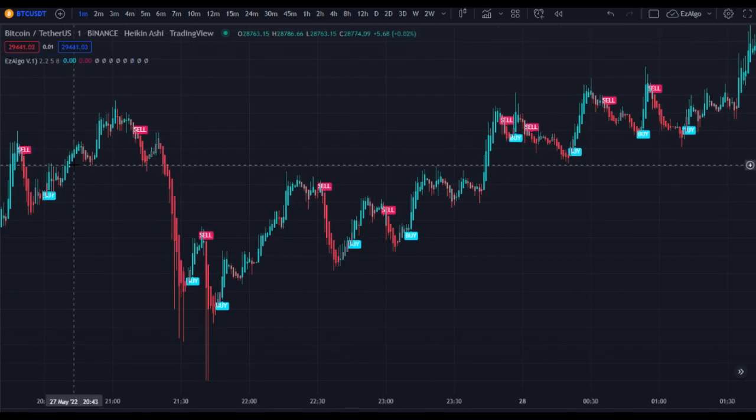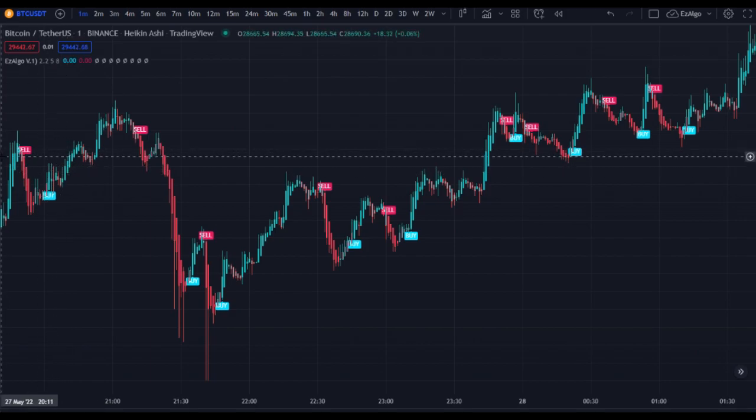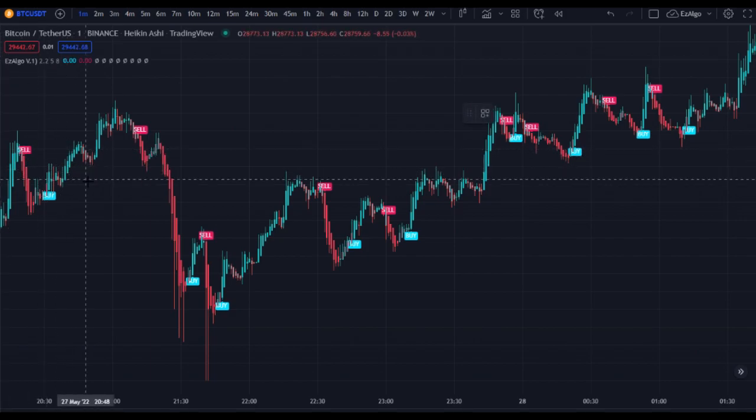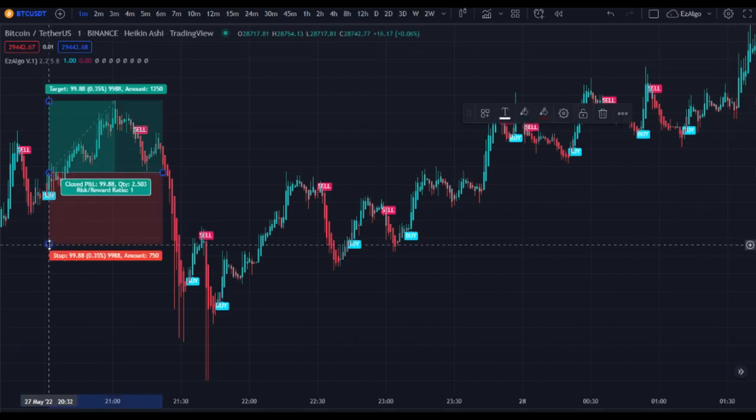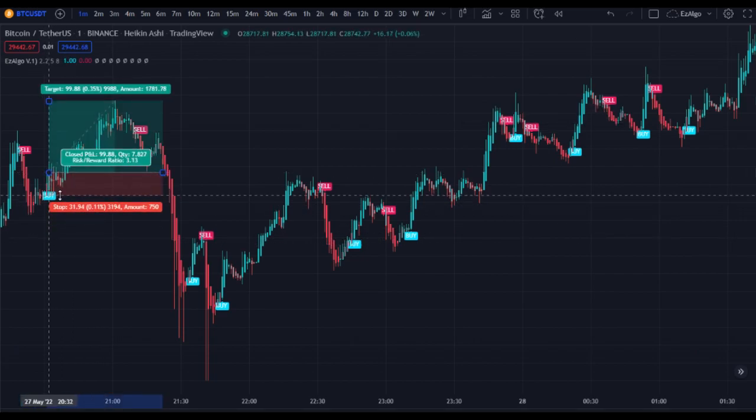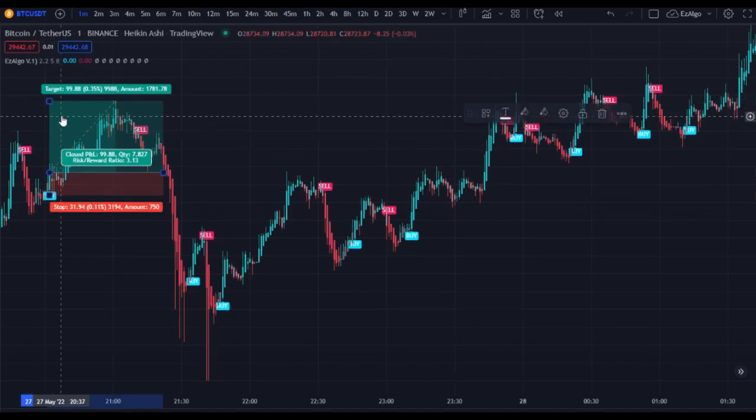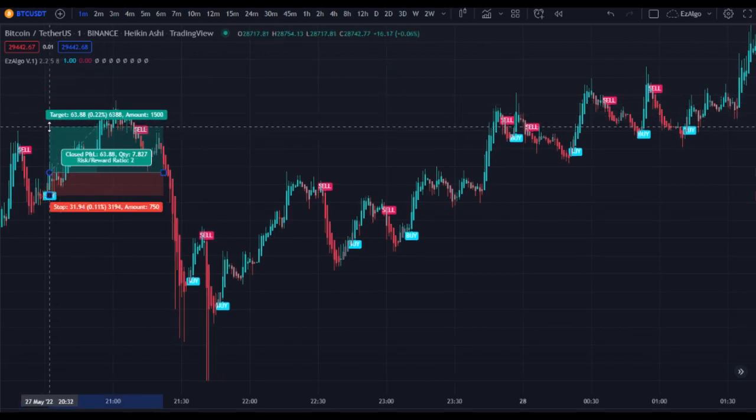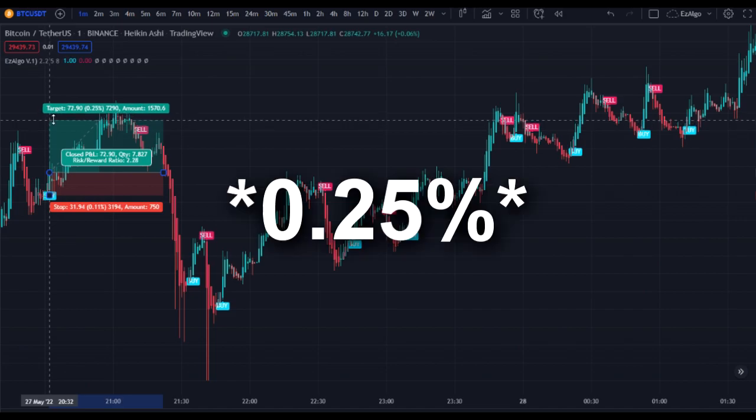So what you're going to do with this strategy is whenever you see a buy signal, you will of course enter a long position. The stop loss will go right under the buy signal or the previous candle, and you're going to take profit at around 0.25%. So no matter where the price goes, you're always going to take profit at 0.25%.